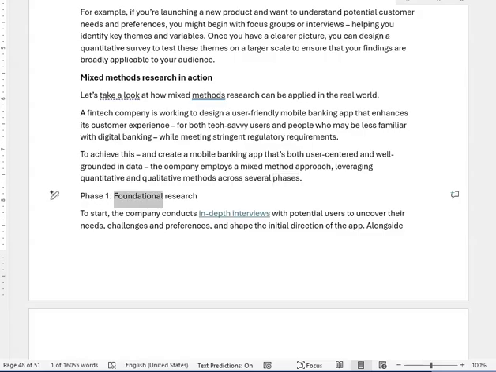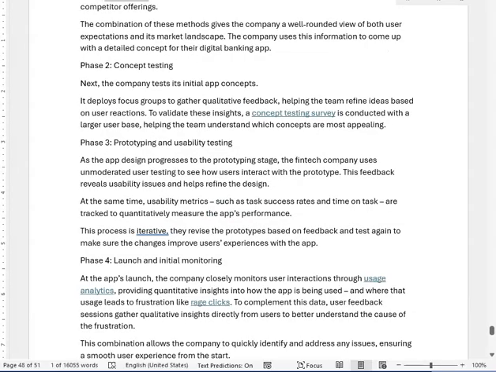Phase 1. Foundational research. To start, the company conducts in-depth interviews with potential users to uncover their needs, challenges, and preferences, and shape the initial direction of the app. Alongside this, a quantitative market analysis is performed to understand broader trends and competitor offerings. The combination of these methods gives the company a well-rounded view of both user expectations and its market landscape. The company uses this information to come up with a detailed concept for their digital banking app.